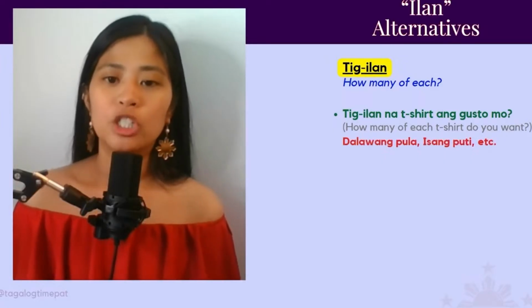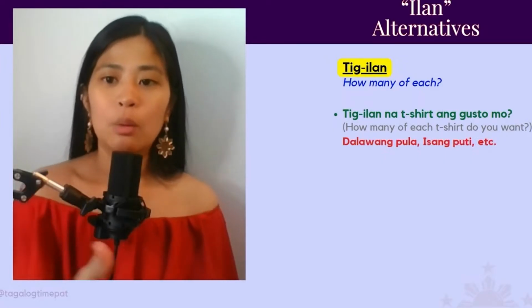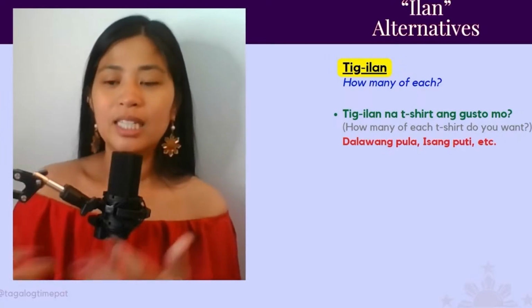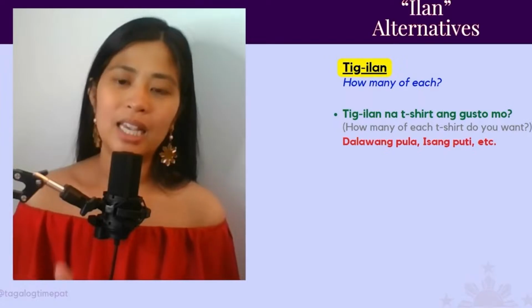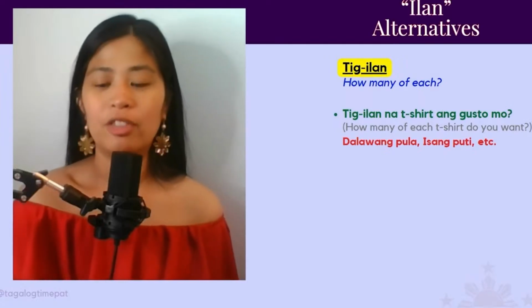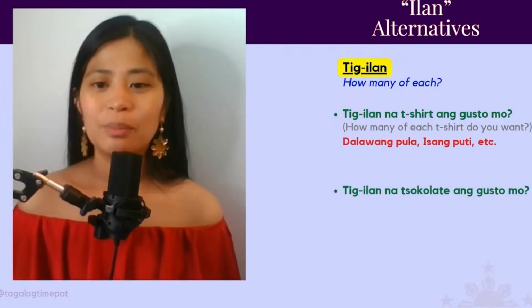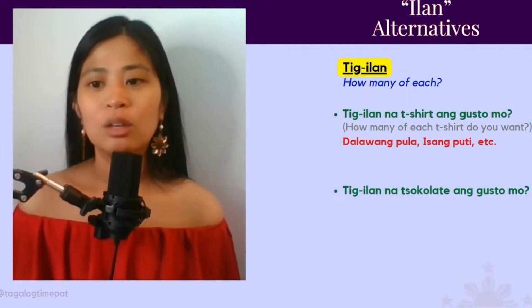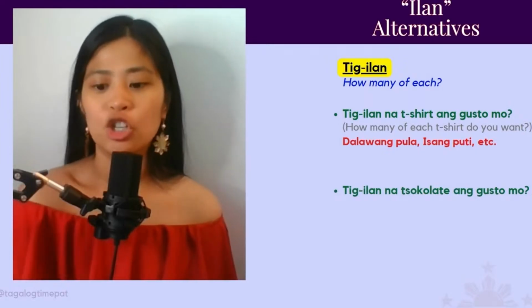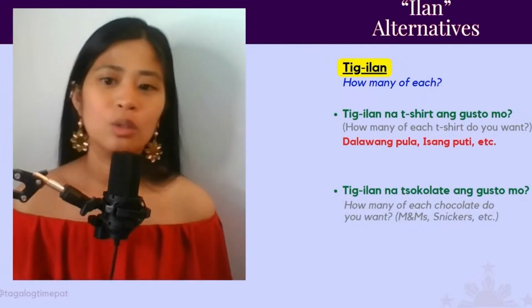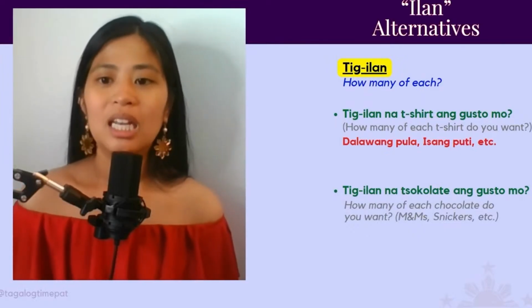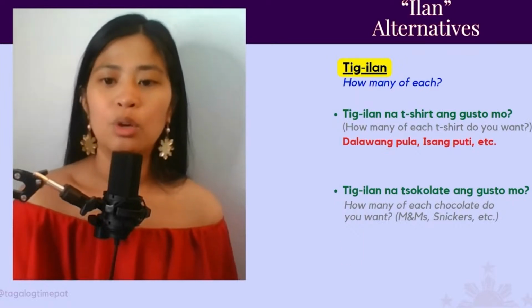Your response would just be the number of it. So, dalawang pula, 2 reds, isang puti, 1 white, and so on. So, you see it's asking how many of each type of thing. Another example, tig ilan na tsokolate ang gusto mo? How many of each chocolate do you want? So, for example, if there are M&Ms, Snickers, Twix, and so on. Tig ilan na tsokolate ang gusto mo?